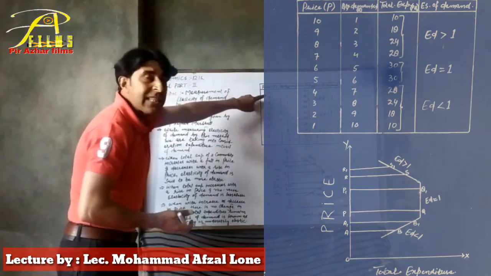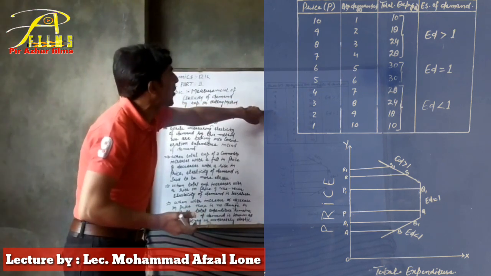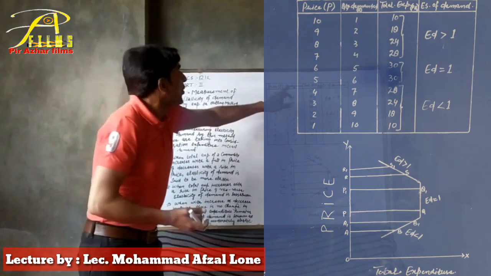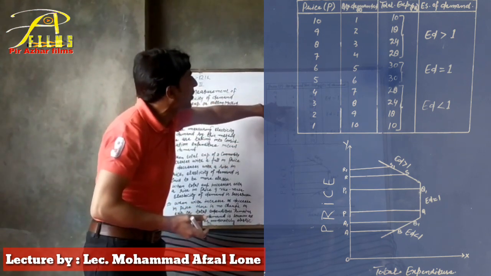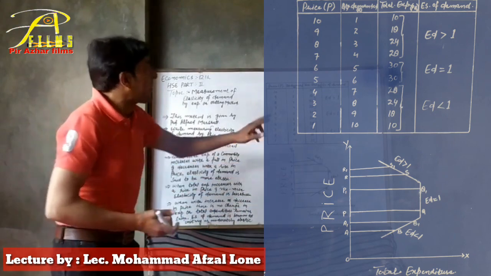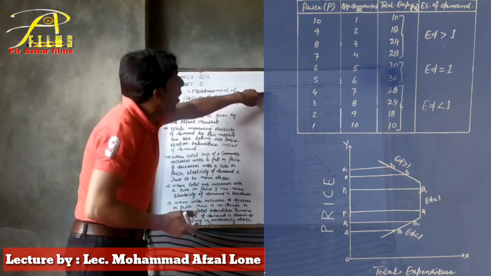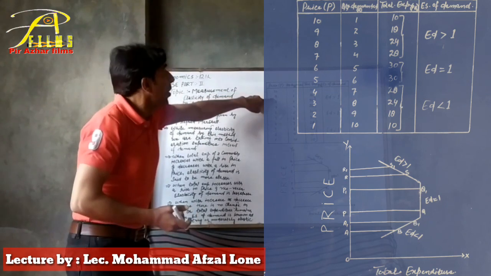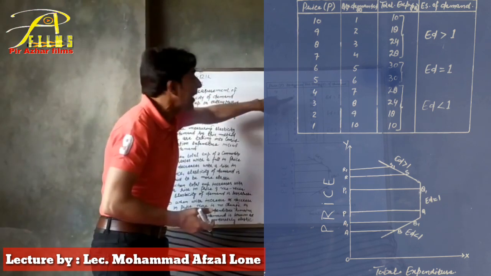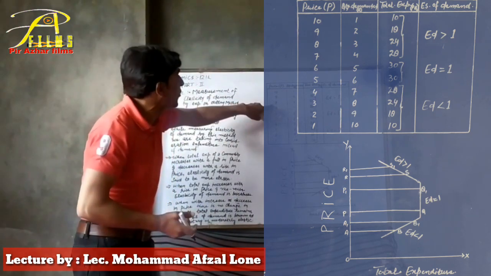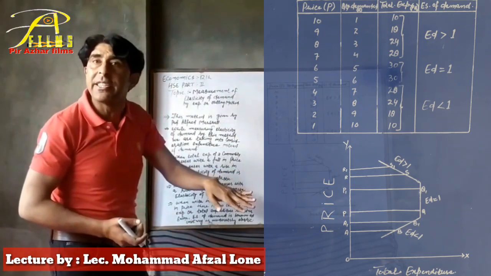See here in the first case, price is 10, then falls to 9, then to 8, then to 7 and so on. Quantity demanded increases with the fall in price: 1, 2, 3, 4 and so on. But we have three cases here. In the initial phase, when price falls from 10 to 9, demand increases from 1 unit to 2 units. Then when it falls from 9 to 8, demand again increases. It falls from 8 to 7, again demand increases.